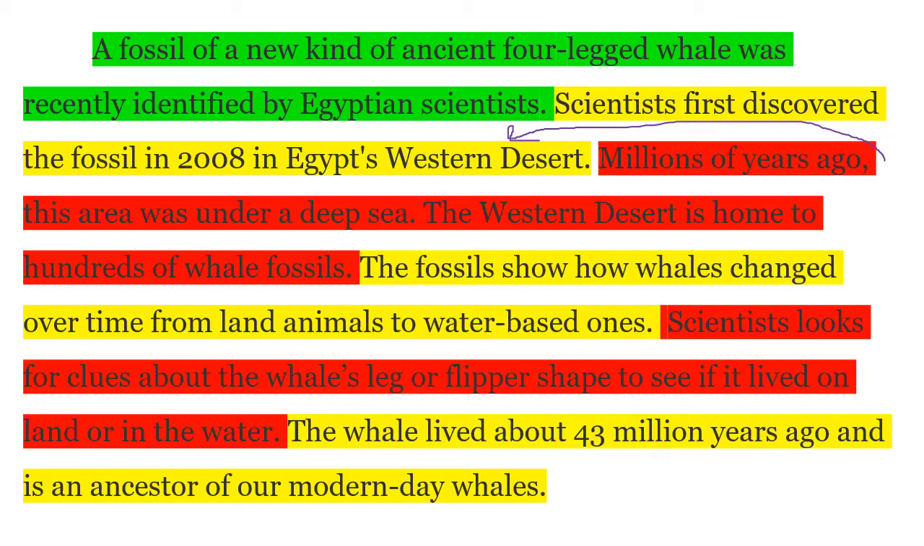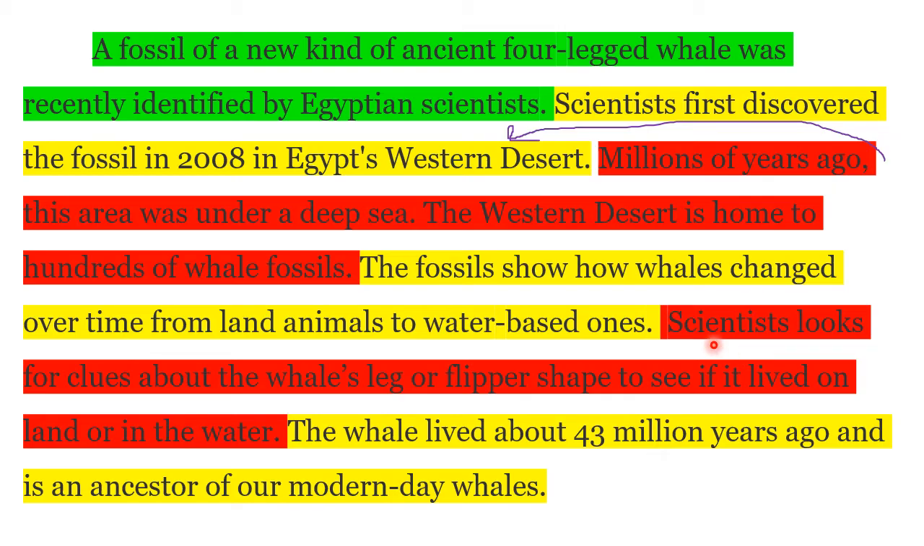Let's look at what they did with the second piece of elaboration. This key detail says, the fossils show how whales changed over time from land animals to water-based ones. You might, as a reader, wonder, how can fossils show that an animal changed over time from land-based to water-based? So they gave us some how elaboration to help us understand that key detail.